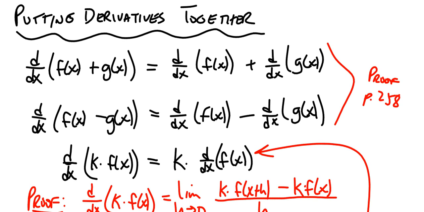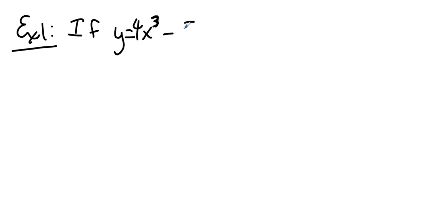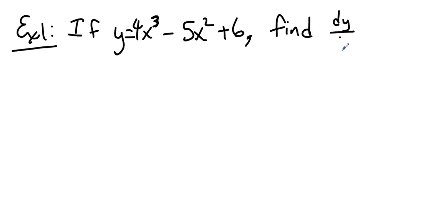This is important because these allow us to string polynomials together. With the power rule and these three rules, we can take the derivative of any polynomial that we choose. So if y equals 4x cubed minus 5x squared plus 6, find dy dx. No problem.